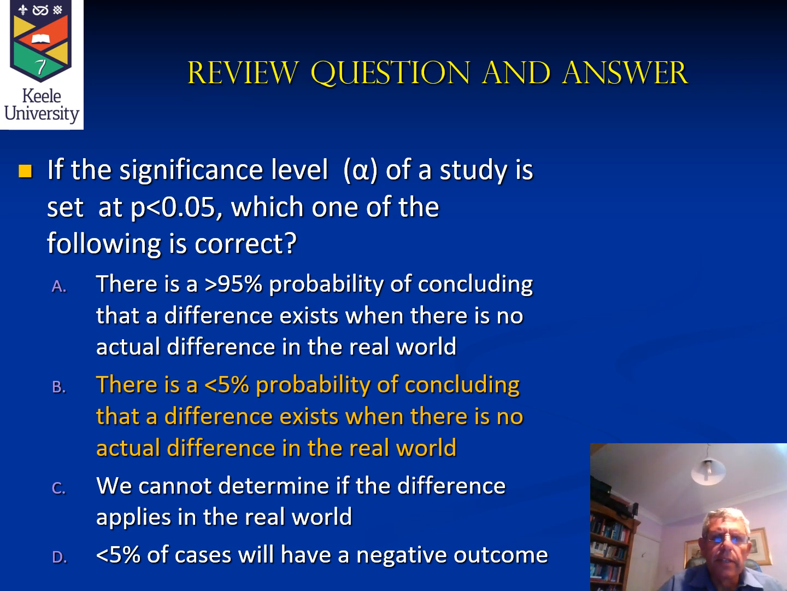Statement A is incorrect because it says greater than 95% probability of concluding that there is a difference when there is no actual difference, but actually there is a difference. So there's a greater than 5% chance of being correct in generalizing from our sample to the population. So that's why that statement is incorrect and why this statement is correct.